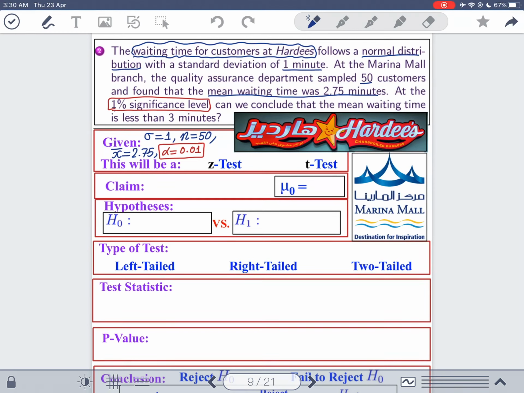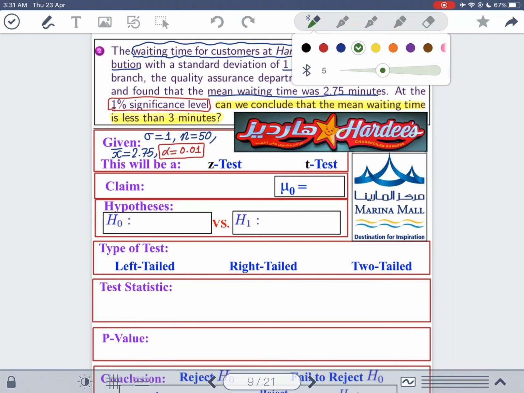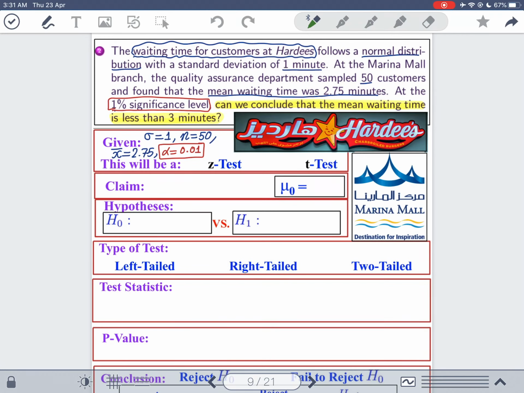Now, at this significance level, can we conclude that the mean waiting time is less than 3 minutes? So there is a question here that we need to answer at the end. Okay, so let's see if we can answer this question. But to answer it, first read what the question says. It means, can we conclude that the population mean is less than 3 minutes? So the claim is, is it true that mu is less than 3 minutes?